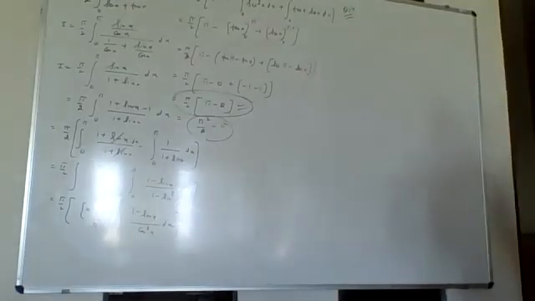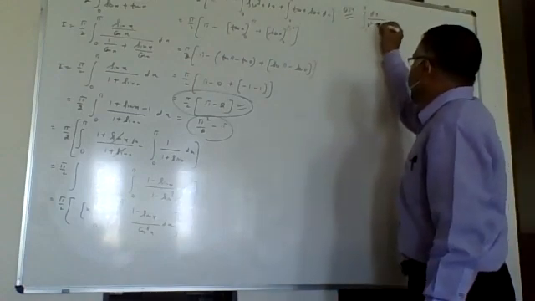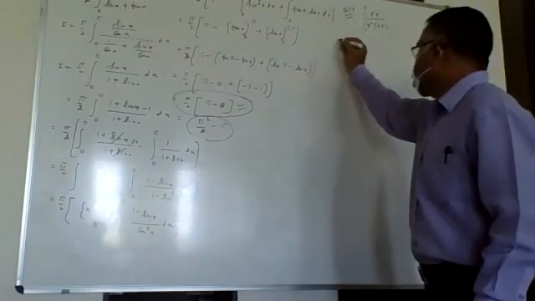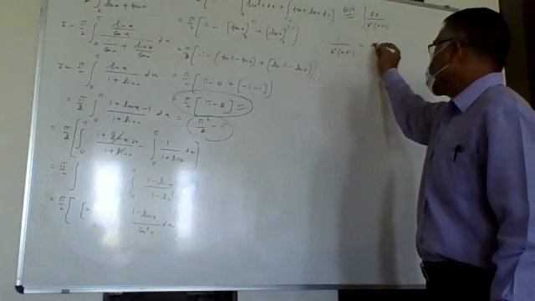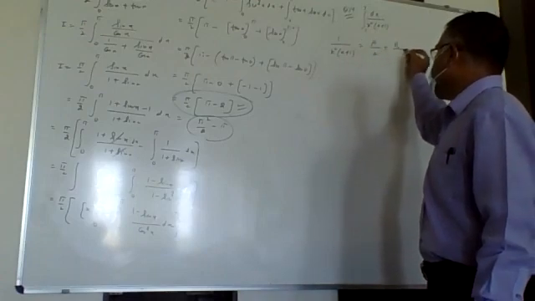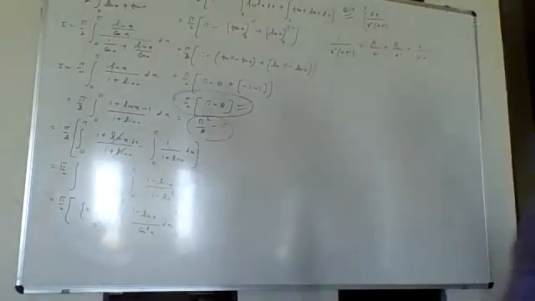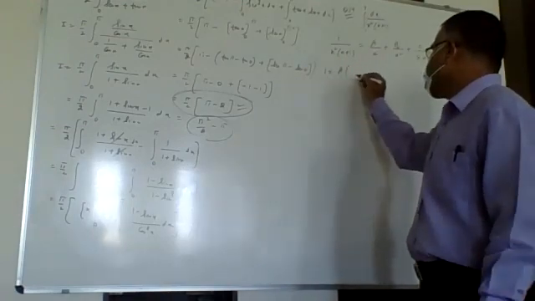The question is the integral from 1 to 3 of dx upon x square times x plus 1. So, first we will solve the things which are in the integral. This is A upon x plus B upon x square plus C upon x plus 1. We did the concept of partial fractions.